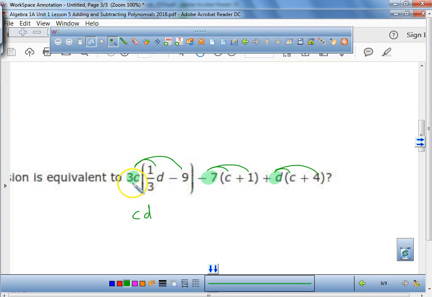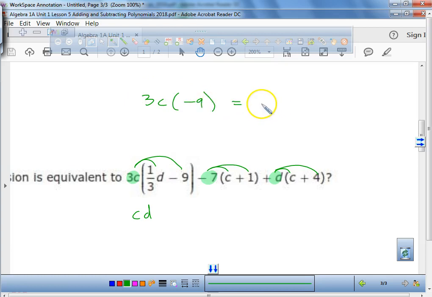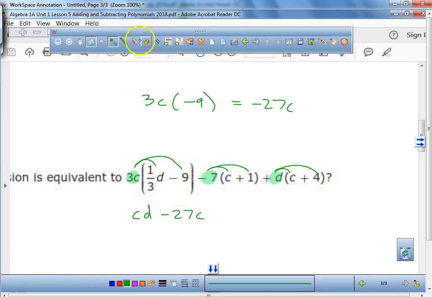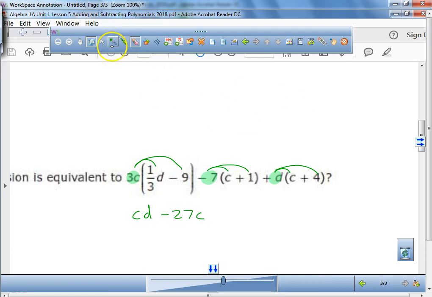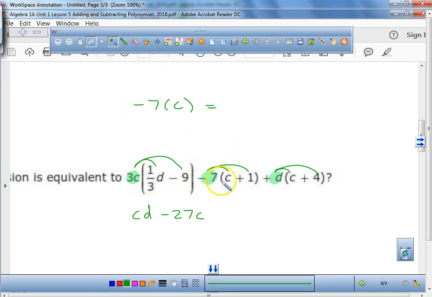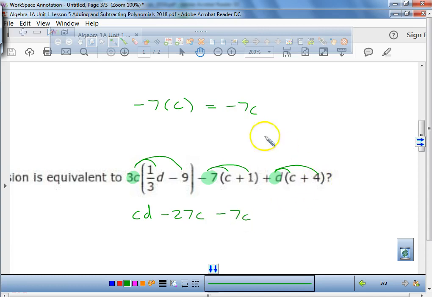Now, what is 3c times a negative 9? What's that product? Negative 27c. So the next part should be negative 27c, right there. That's the next part. I'm going to keep going. What is negative 7 times c? Negative 7c. Minus 7c, right there.